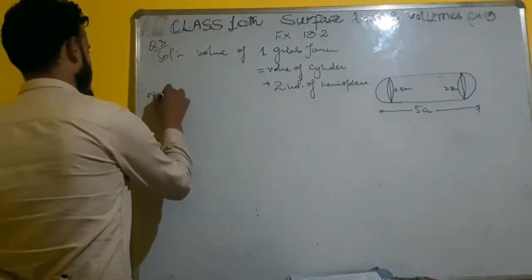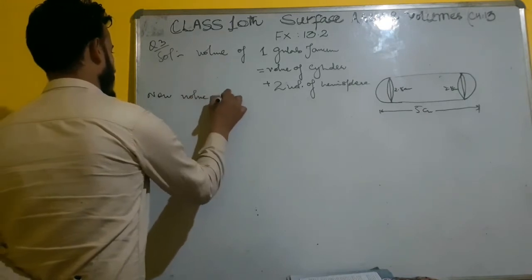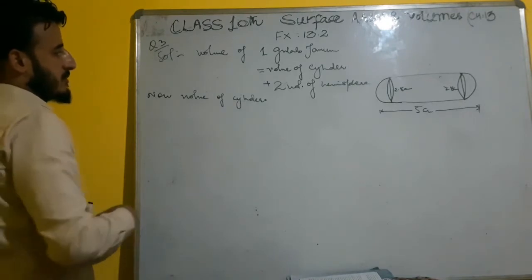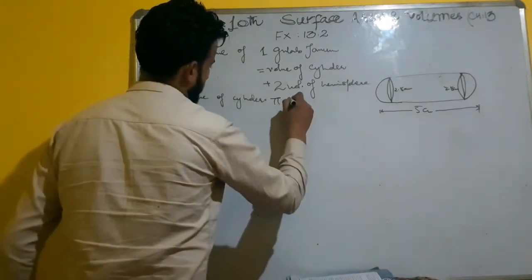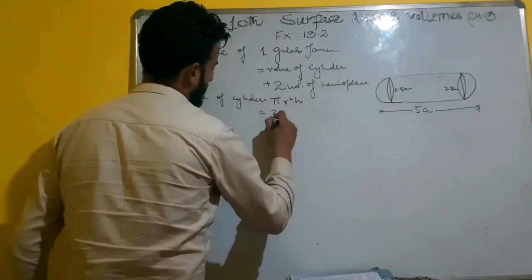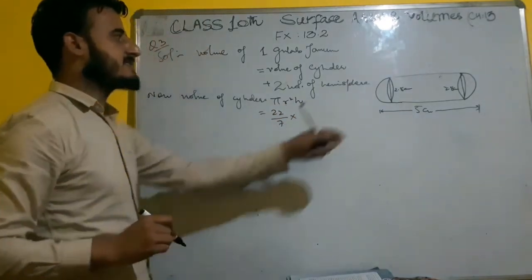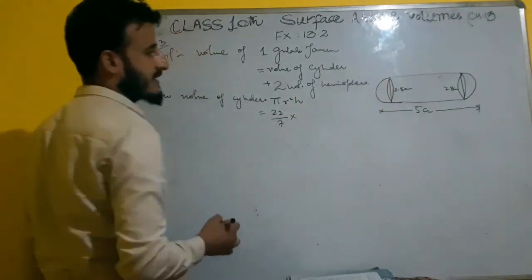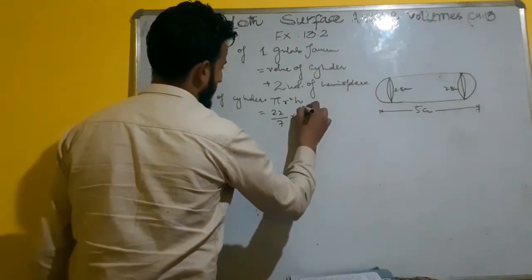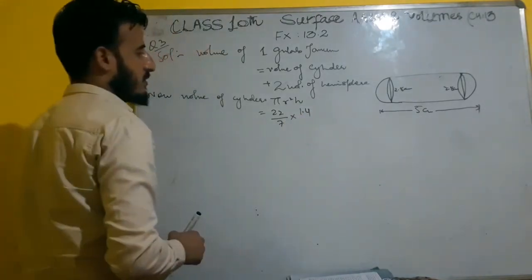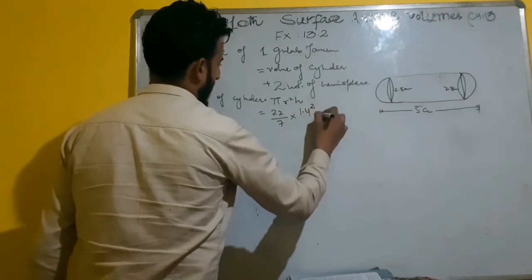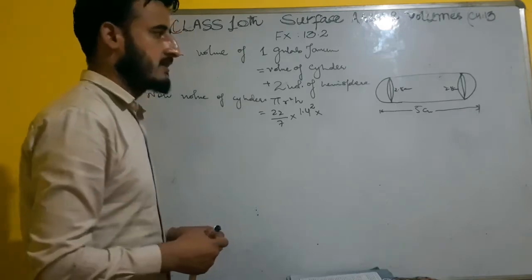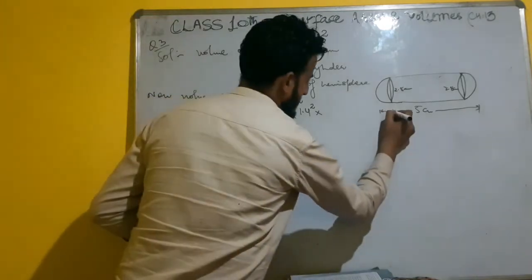Now volume of cylinder. Volume of the cylinder is equal to pi r square h. That will be equal to 22 upon 7. And the radius is equal to what? Radius is half of diameter, that is diameter divided by 2, means 1.4. 1.4 square into height. And what is the height of the, I am talking about what? Cylinder. So the height of the cylinder is up to this.